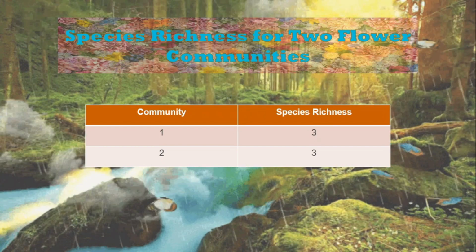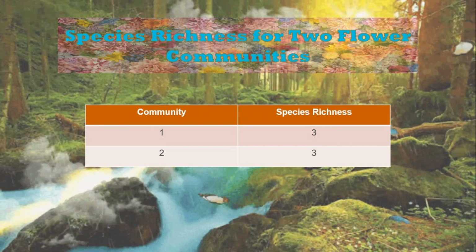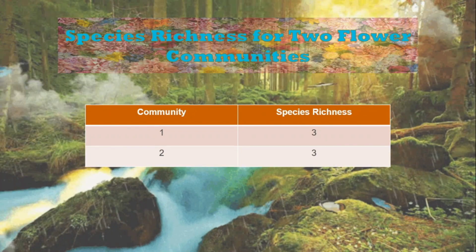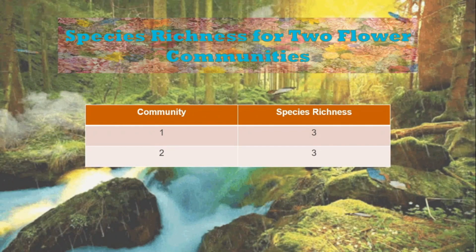So what is the species richness for the two flower communities? Community 1 and 2 have the same species richness, which is equal to 3.